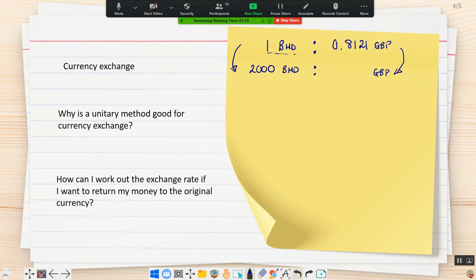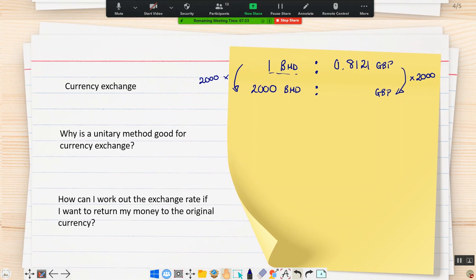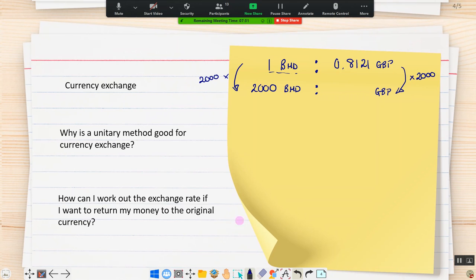Multiply the Great British pounds by 2,000 Bermudian dollars. Because if you transfer one Bermudian dollar to British currency, you're going to get 81 cents. So see how much you need to... Yeah, that's... I mean, he's right, isn't he?